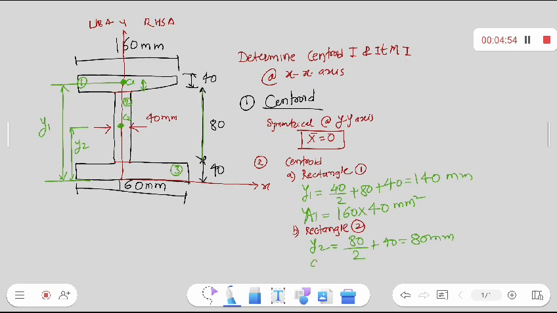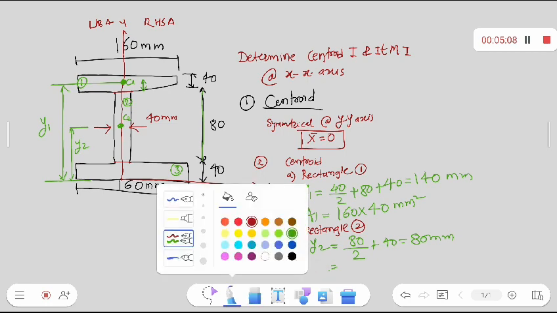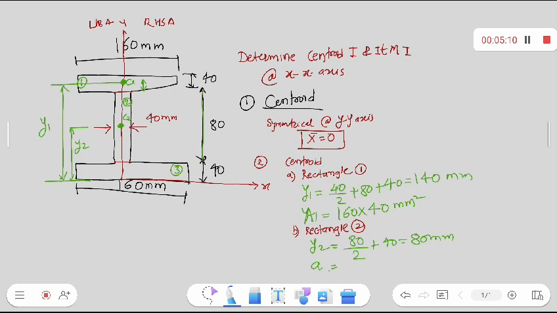Now, A2, sorry, I'm talking about A2. A2 is what? The area of rectangle 2. The depth is 80, width is 40. So 40 into 80 mm square.